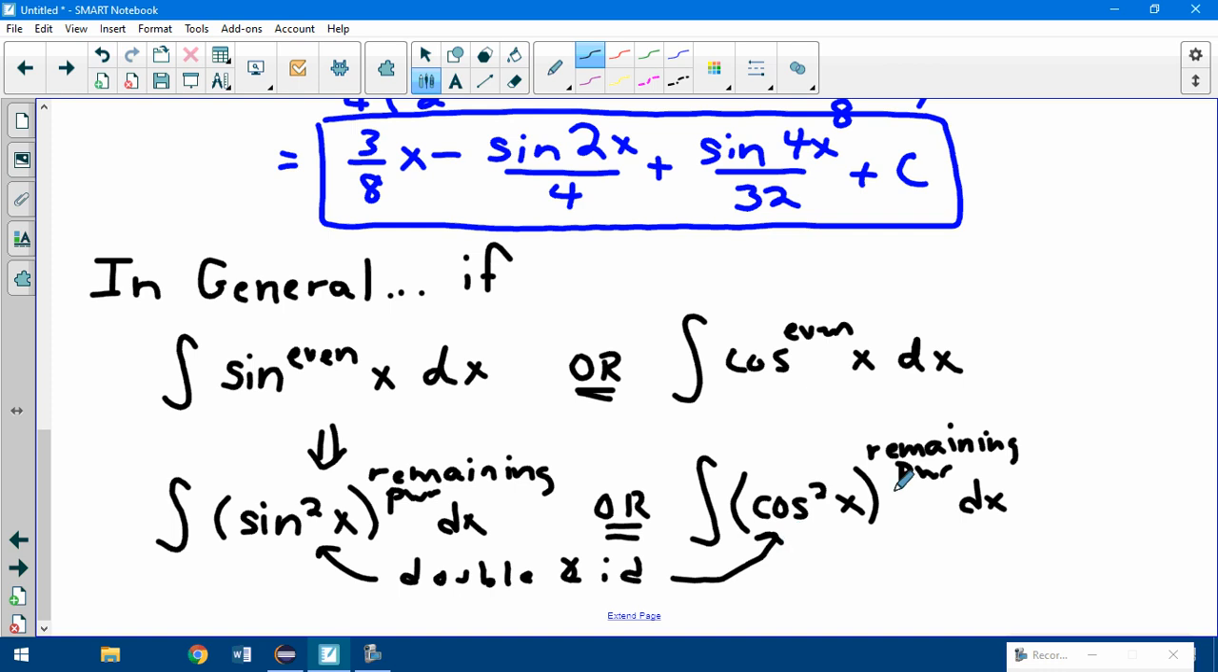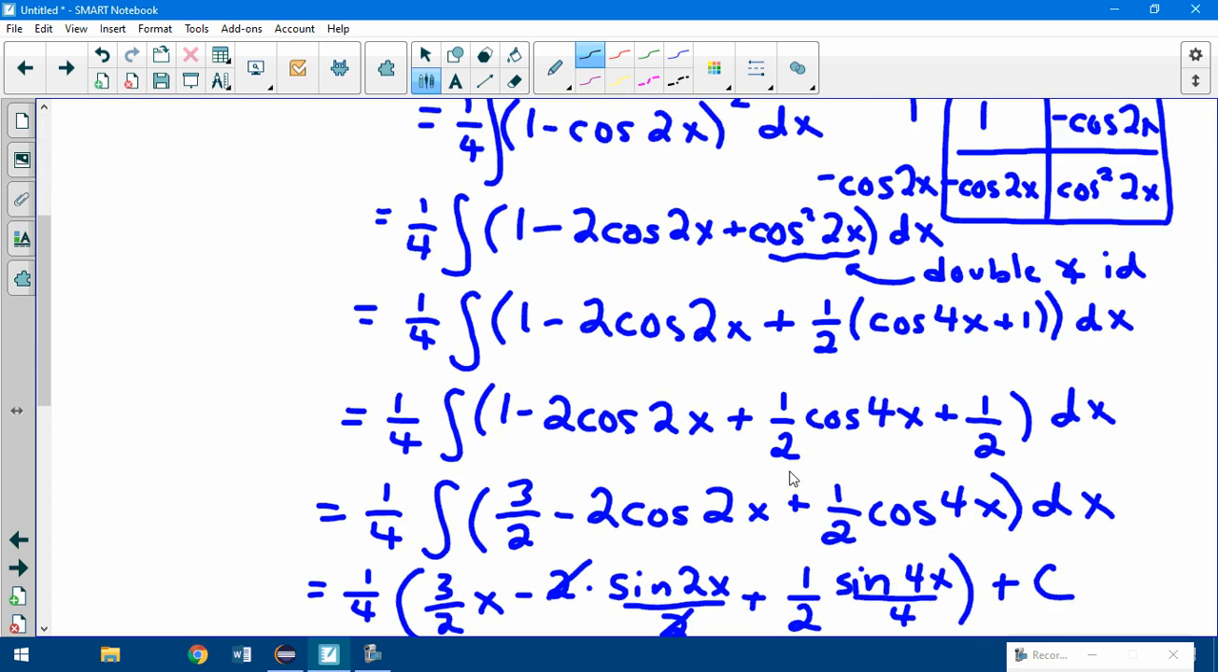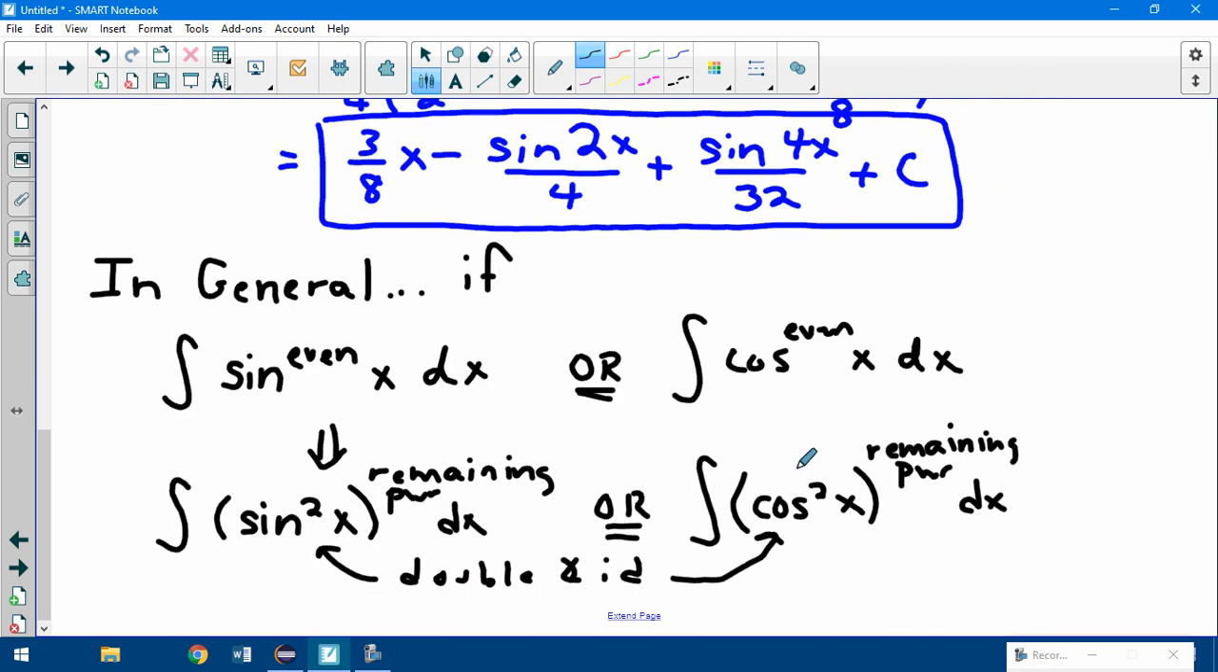All right, and that's exactly what we did on this big monster problem right here. I believe it was sine to an even power, right? So I made it sine squared, and the remaining power was 2. But if it was sine to the 6th, you could have done sine squared to the 3rd, and it would have been even more fun. Okay? All right, so that's day 2.